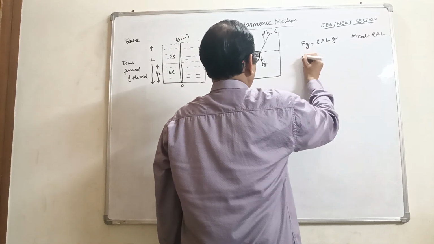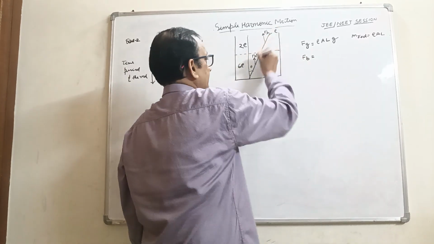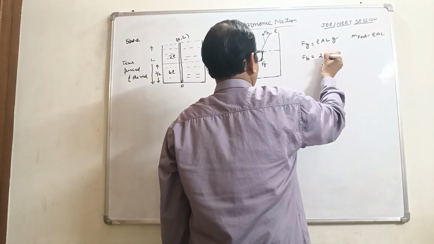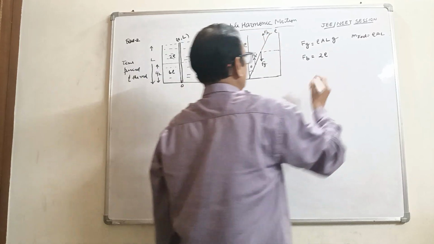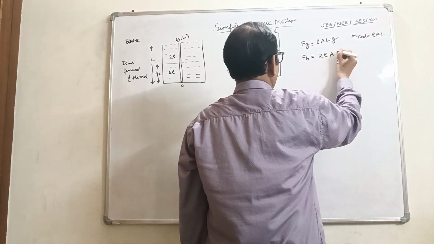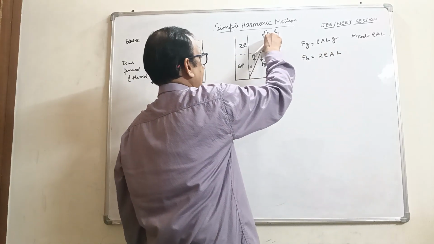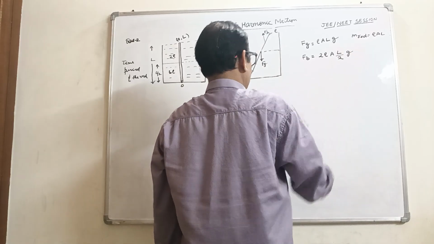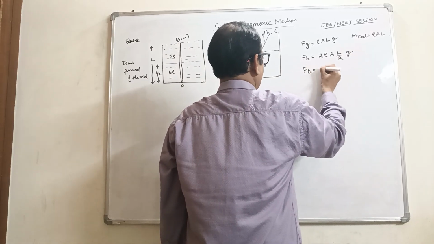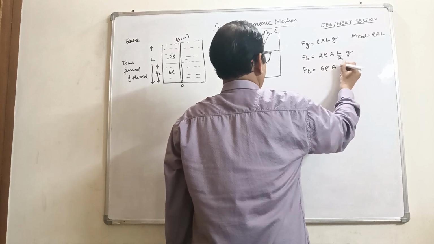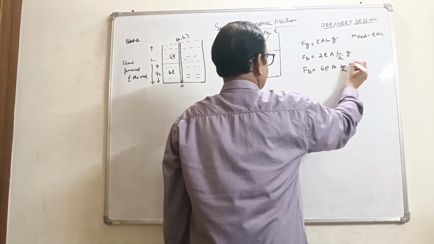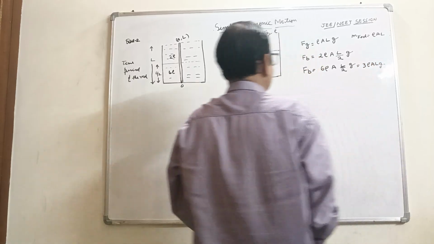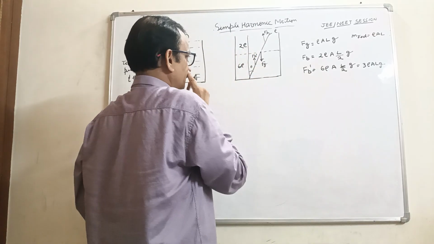The buoyant force Fb for the upper portion: the density of the liquid is 2 rho, the area is A, and the buoyant force acts over a length of L by 2. So Fb dash would be 6 rho, the density, times A, the area, times L by 2, the length, times g. So this becomes 3 rho A L g. This is the buoyant force.